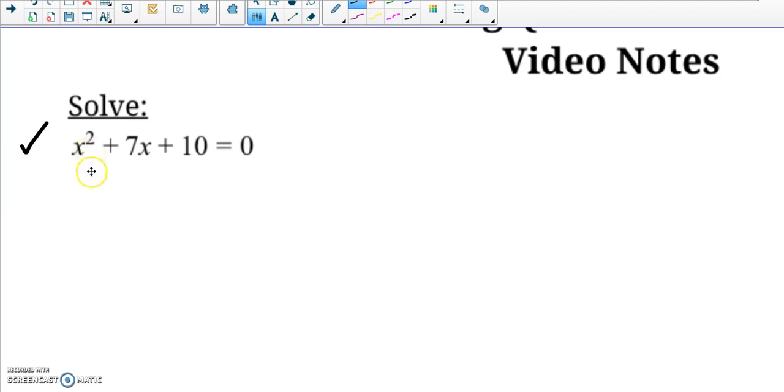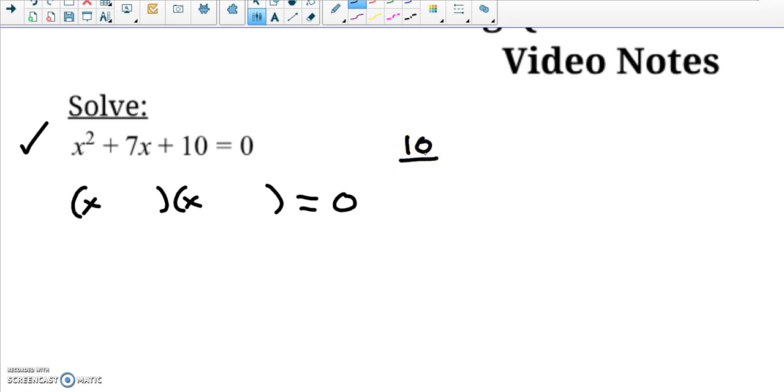Okay, so we're trying to solve this equation. It has a squared term, an x term, and a number. It's all equal to 0. We are going to try and factor it to solve it, and then use our zero product property. So since we have an x squared here, we're going to have an x as the first term in both of our binomials. And then we've got to figure out two numbers to put here and here that multiply to 10 and add to 7.